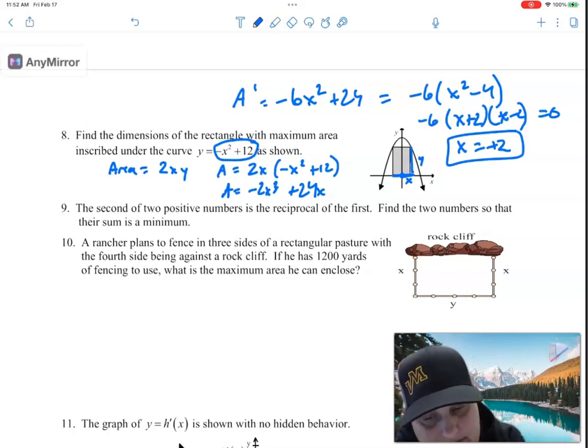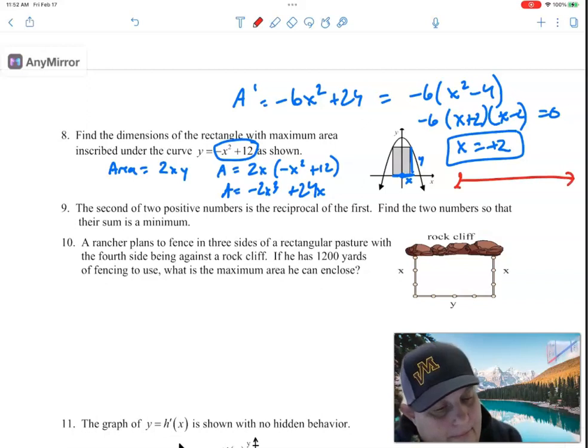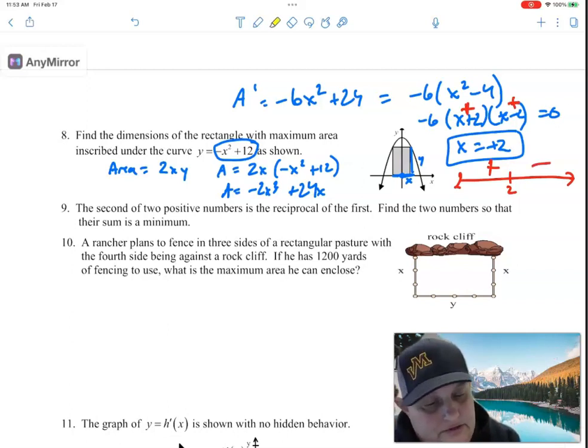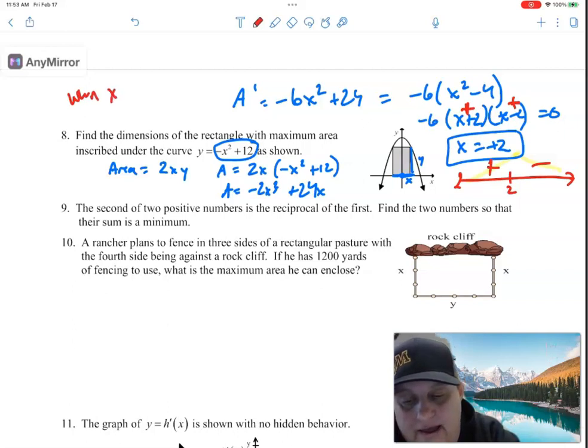When I do test points into here, if I plug in like 0, I get a plus. If I plug in a 3, I get a minus. So this goes increasing, decreasing. So the way that I maximize my rectangle is when x equals 2.